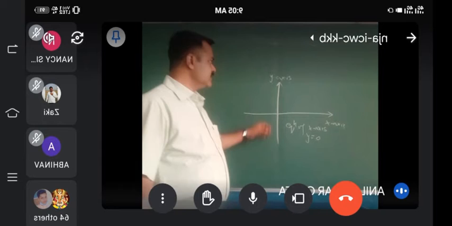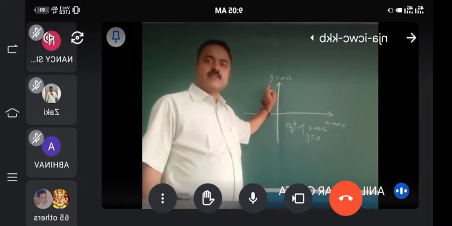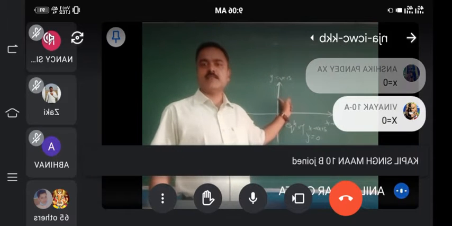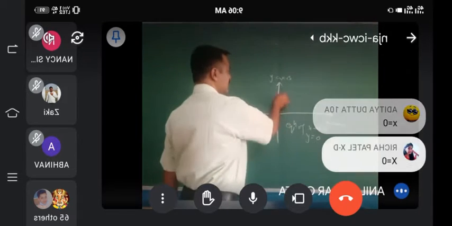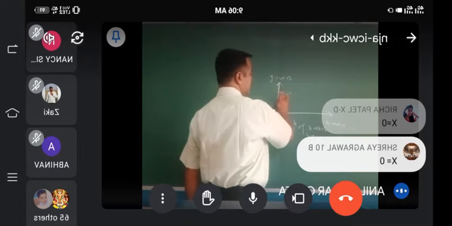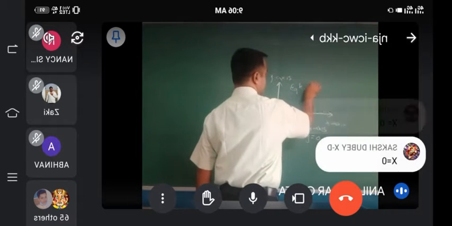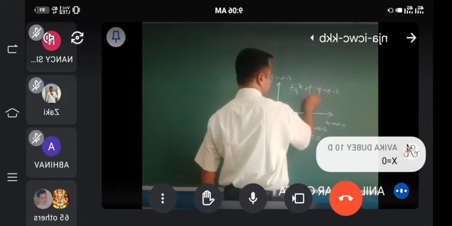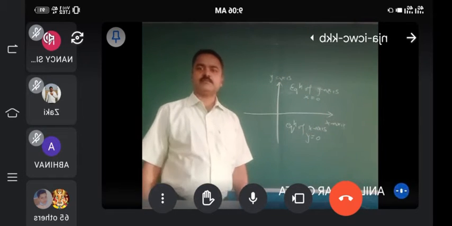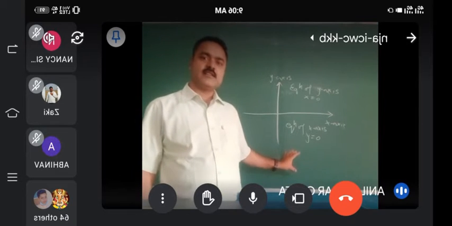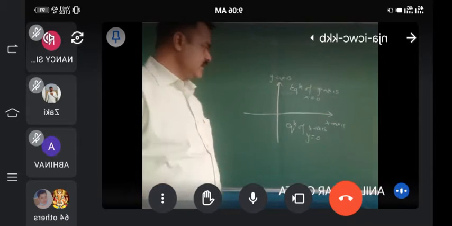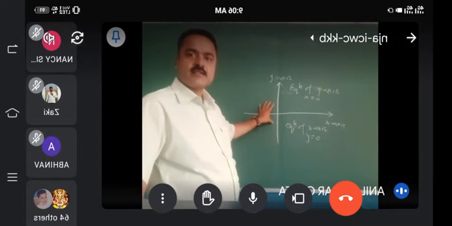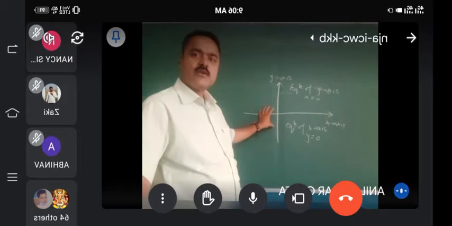The next one is, if someone asks what is the equation of y-axis. Now you know, on the y-axis, x coordinate is 0. So the x is 0 here. So you may write the equation of y-axis: x equals 0. Here is the starting of equation of a straight line, and the first point I am telling you is what is the equation of x-axis and what is the equation of y-axis.